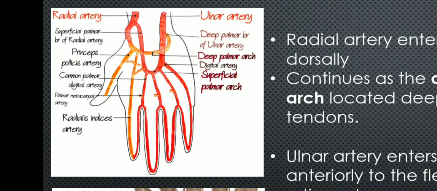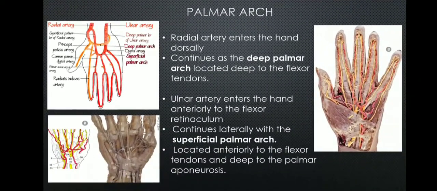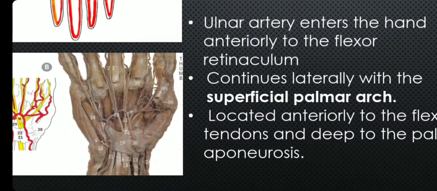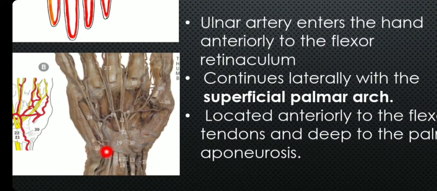Now, the deep branch of the ulnar artery arises in front of the flexor retinaculum, immediately beyond the pisiform bone. Soon it passes between the flexor and abductor digiti minimi muscles to join and complete the deep palmar arch. Somewhere here lies the deep branch of the ulnar artery. So it gets anastomosed with the deep palmar arch, whereas you could see quite deep here lies the deep palmar arch. And now, moving on to the radial artery.